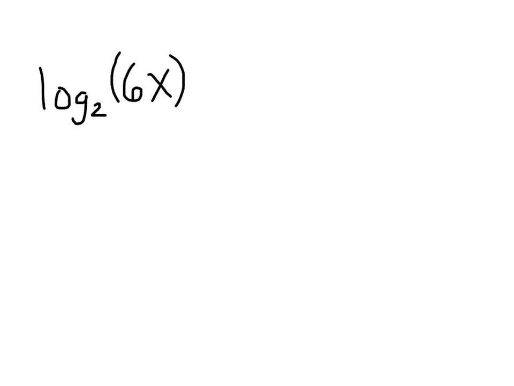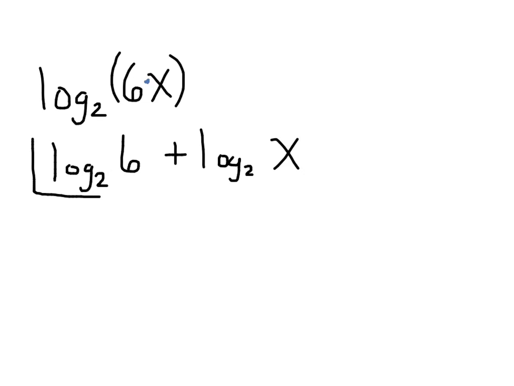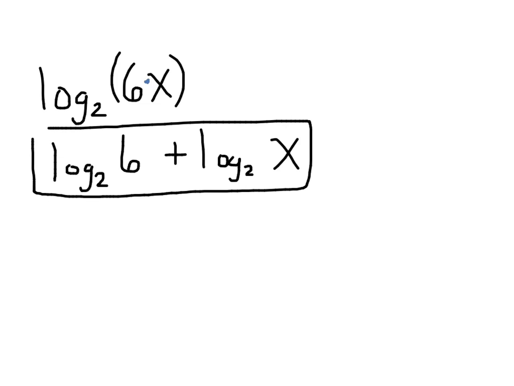First thing with this one, a lot of people mess this one up because they don't realize that that's 6 times x, not just 6x. Multiplication is the same as adding. So log base 2 of 6 is one piece, plus log base 2 of x is the second piece. There is no more exponents, no more multiplication, no more division. That has been expanded.